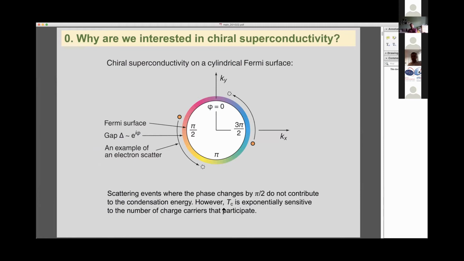In strontium ruthenate, as I'm going to now tell you, the question is even more heightened because in the light of recent data, if the superconductivity is chiral, we really have no idea in a conventional picture of where the superconductivity could come from. So it could be telling us that we need a new pairing mechanism.